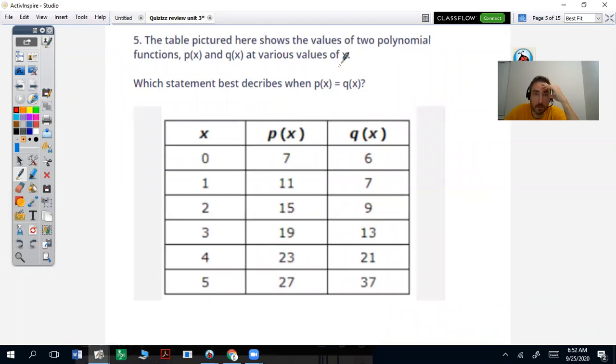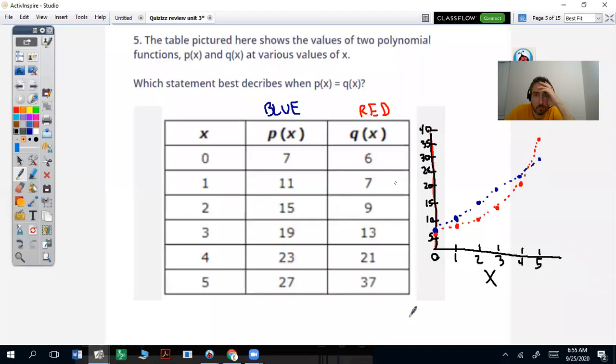The table pictured here shows the values of two polynomial functions, p of x and q of x at various values of x. Which statement best describes when p of x equals q of x?